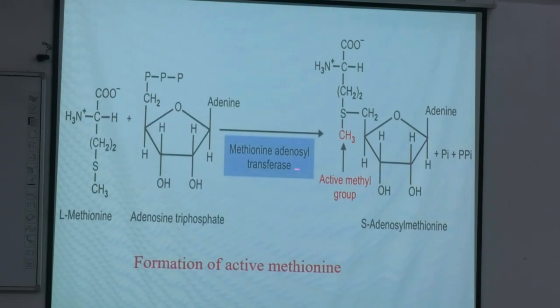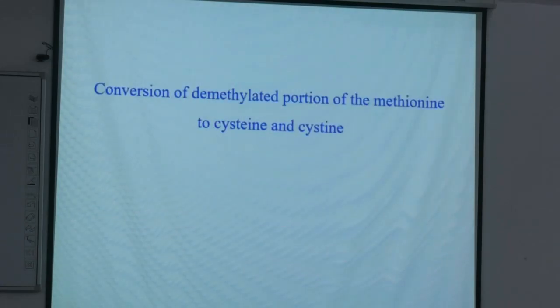You will see also in these reactions there is attachment of an active methyl group. Okay, so this is the first step of this reaction, transmethylation. Now in the second step, conversion of the demethylated portion of methionine to cysteine.